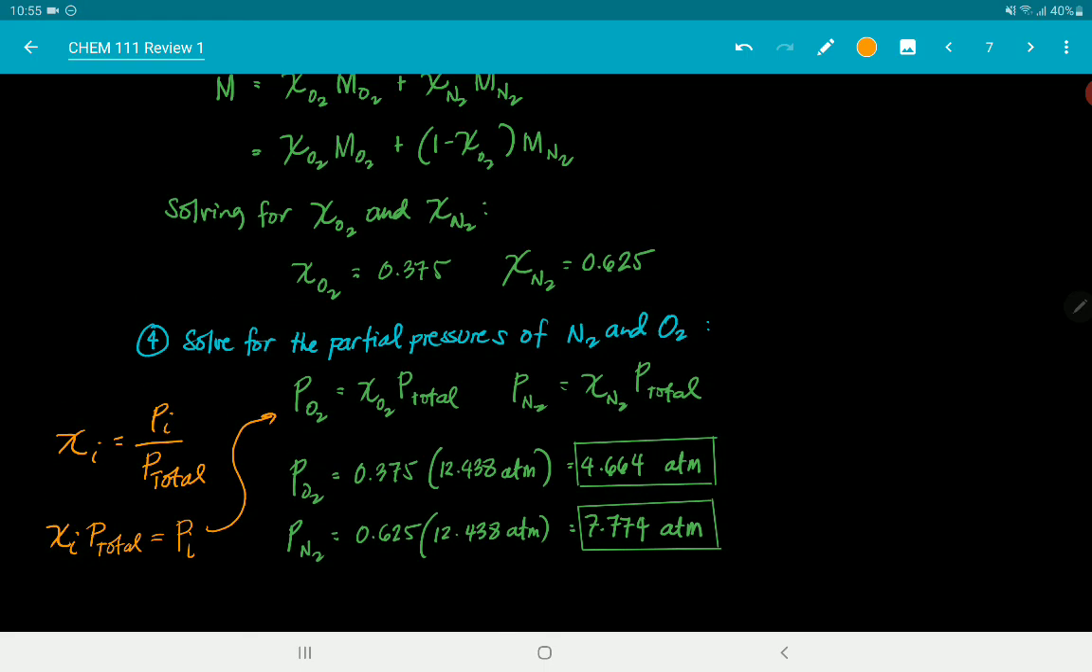For N2, that's 0.625 times 12.438 atm, that is 7.774 atm. So those are the examples of the problems related to the partial pressure and the average molar mass.